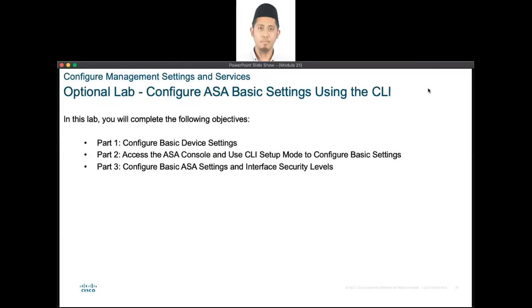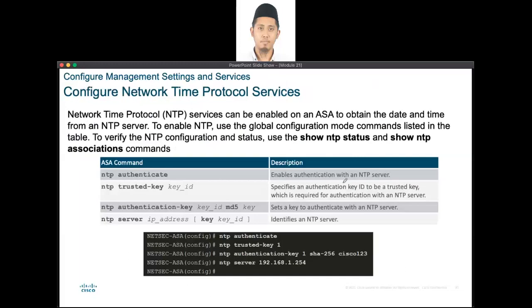Okay, configure a basic setting using the CLI. Okay, in this example, you will complete the following objectives. First, Part 1, configure basic device settings. Next, Part 2, access the console and use the CLI setup mode to configure basic settings. And Part 3, configure basic ASA settings and interface security levels.